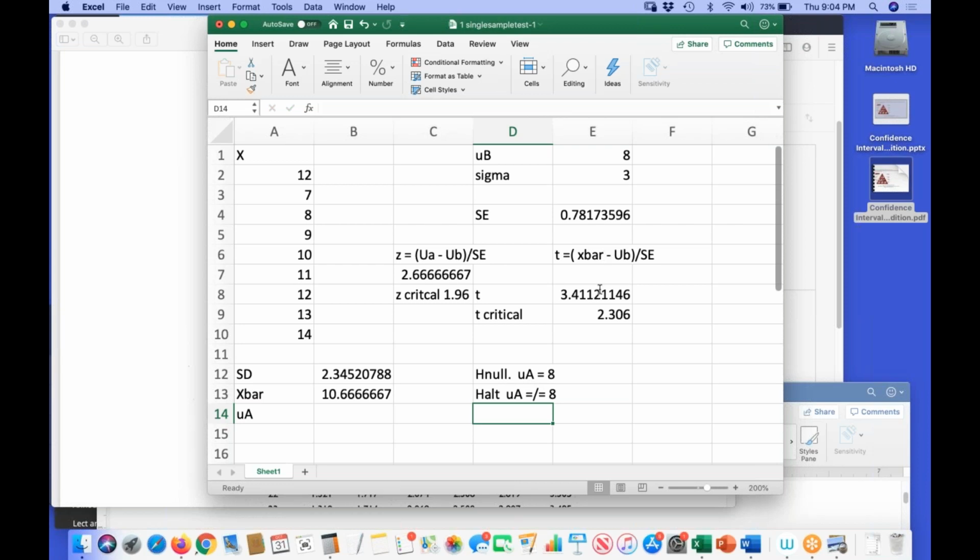So what happens now with this result? In both of these results, what do I wind up doing? I wind up saying I can reject the null hypothesis, which is that the mean of population A is equal to 8, and accept the alternative hypothesis, that it's different than 8. In other words, different than the other population. What we just did is called a single sample hypothesis test.